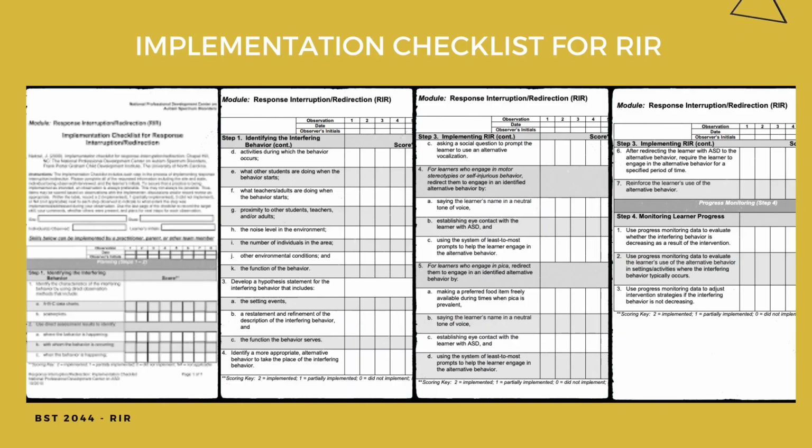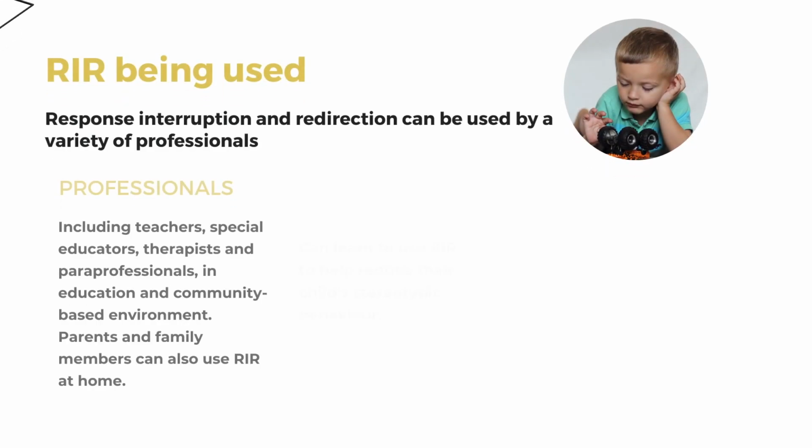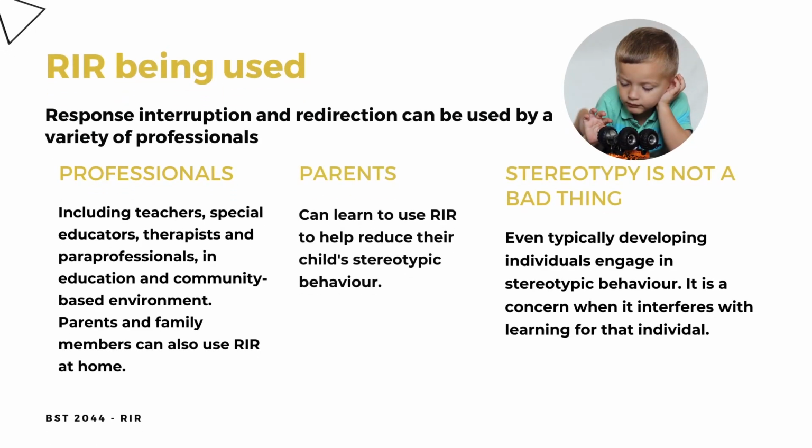The implementation checklist for RIR. Response interruption and redirection can be used by a variety of professionals, including teachers, special educators, therapists, and paraprofessionals in education and community-based environments. And stereotypy is not a bad thing. Even typically developing individuals engage in stereotypic behavior. It is a concern only when it interferes with learning that is identified as significant to the individual.